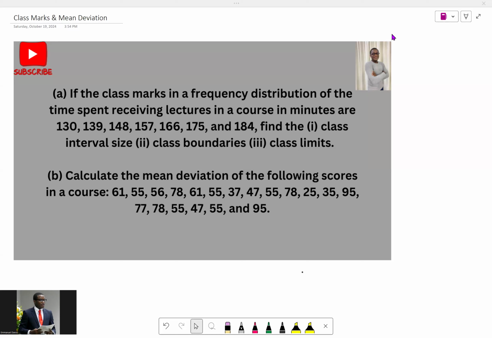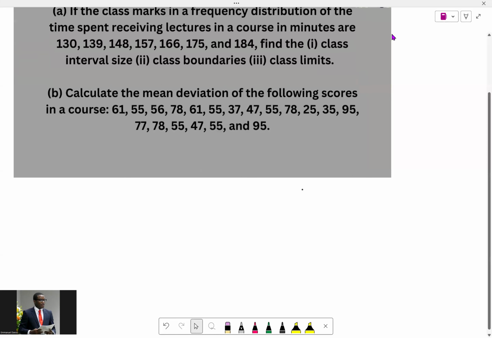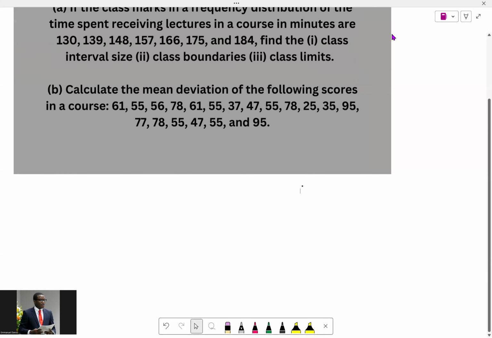Then B: calculate the mean deviation of the following scores in a course: 61, 55, 56, 78, 61, 55, 37, 47, 55, 78, 25, 35, 95, 77, 78, 55, 47, 55, and 95. So let's go.